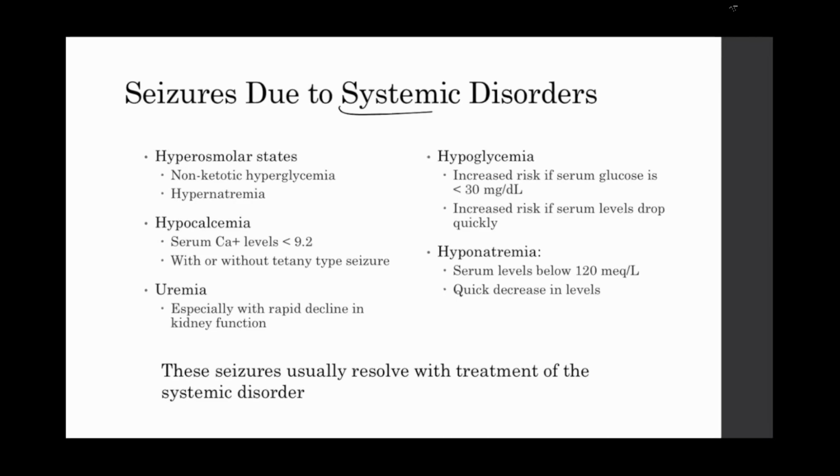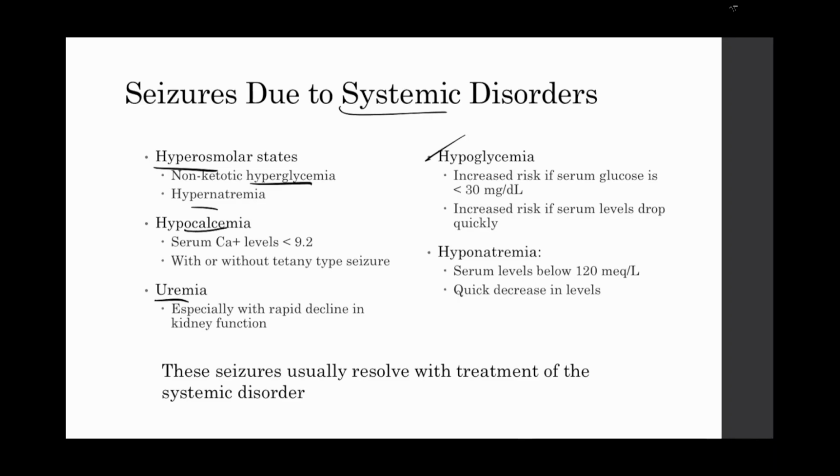Seizures due to systemic disorders: hyperosmolar states. So here's your hyperglycemia, hypernatremia. Hypoglycemia by itself will give you seizure-like activity as well. So again, the first thing you always do, once the seizure is done, not while they're seizing, but when the event's over, is start your workup. Check glucose, because if it's in the 20s, that's why they're seizing. Give them sugar, perk them back up and see what's going on.